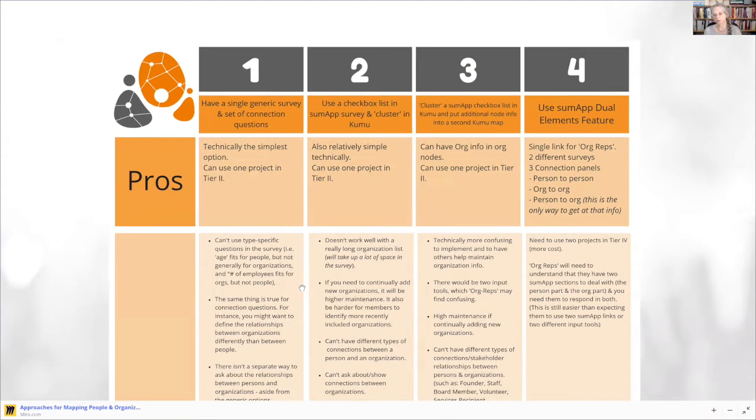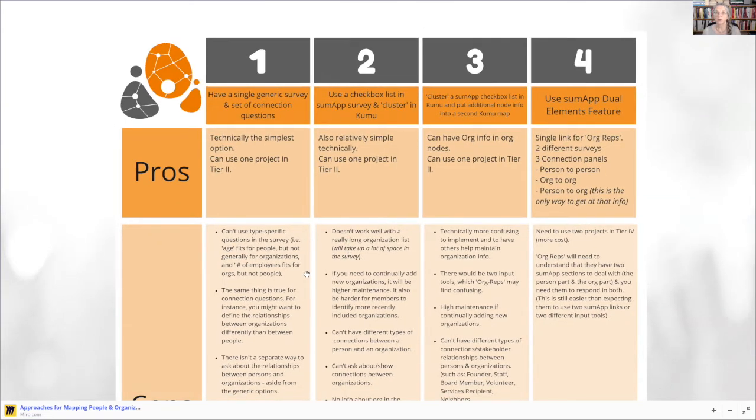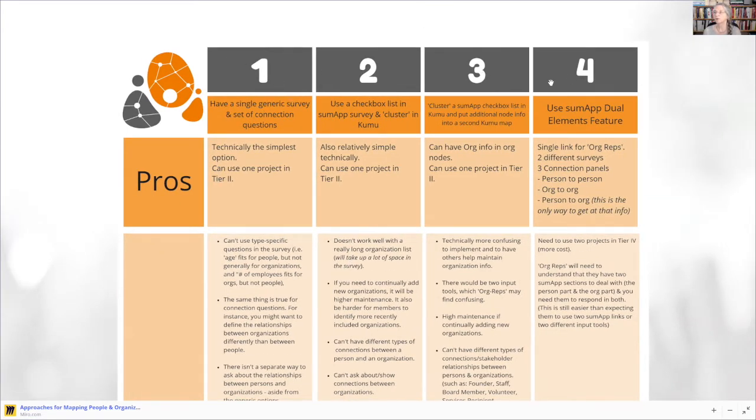So this might be helpful for those of you who are trying to talk with your clients about the pros and cons of the different approaches. So just at a very high level, there are 4 approaches, and they sort of increase in complexity of the data that you can gather and represent. And the first one is to just do a single generic survey that kind of fits for everyone, whether that's generic enough that you can answer it as an individual, or you can answer it as an organization. The second one is to make a list of the organizations in the network in a checkbox question in sumApp. And then when you put the data into Kumu, cluster on the organizations.